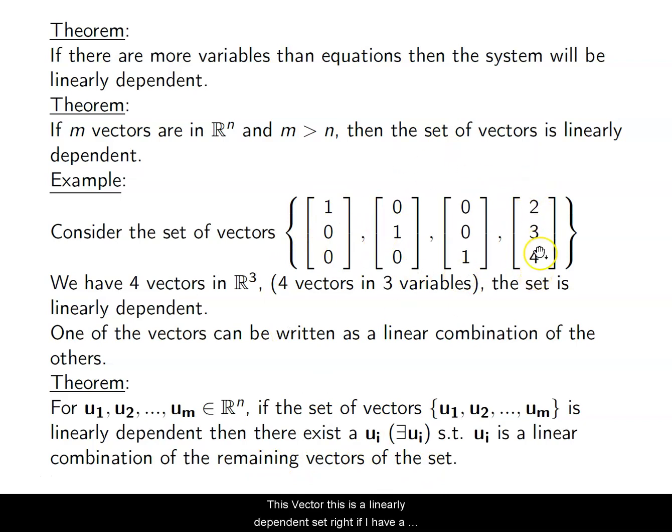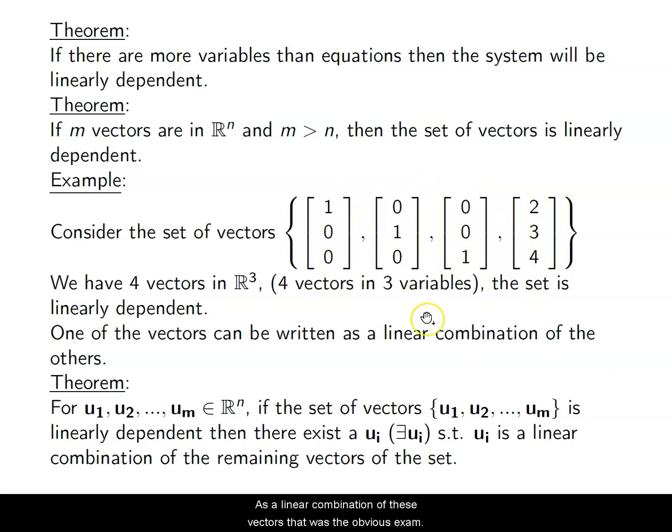Okay, this is a linearly dependent set, right? If I have a set of vectors that are linearly dependent, like I do here, there exists a vector, in this case I chose this one, such that I can write that vector as a linear combination of the remaining vectors of the set. I can take this vector and I can write it as a linear combination of these vectors.